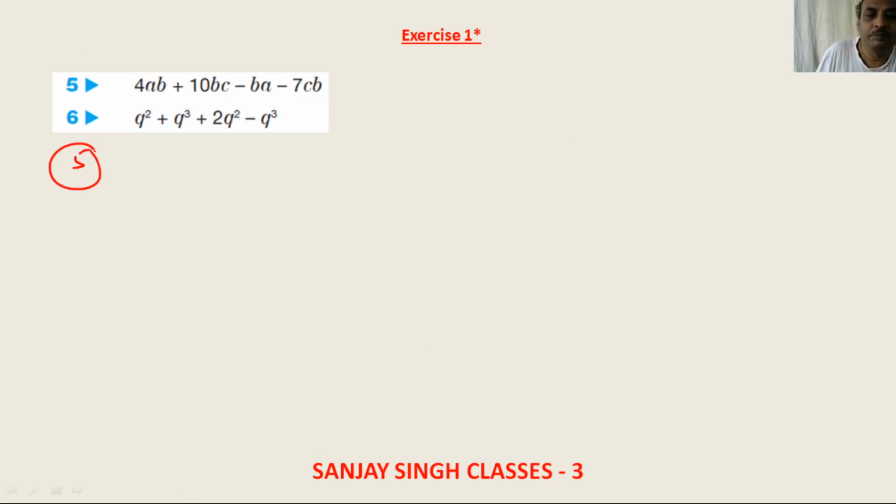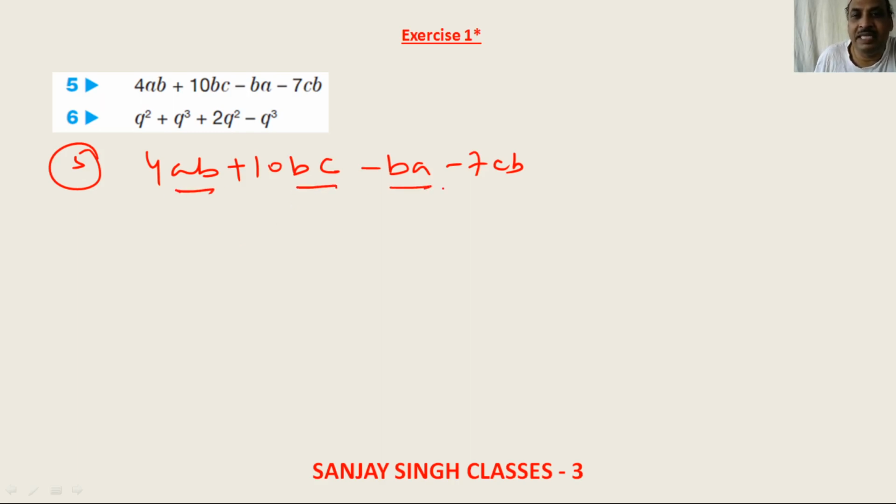Now question number 5. 4AB plus 10BC minus BA minus 7CB. Now what are we finding? We are finding that here AB is there, here BC is there, here CB is there. So BC and CB both are same. We can do the operations. So here operations between like terms only are possible. So first like terms are 4AB minus BA. These two are like terms. Then another one, plus 10BC minus 7CB.